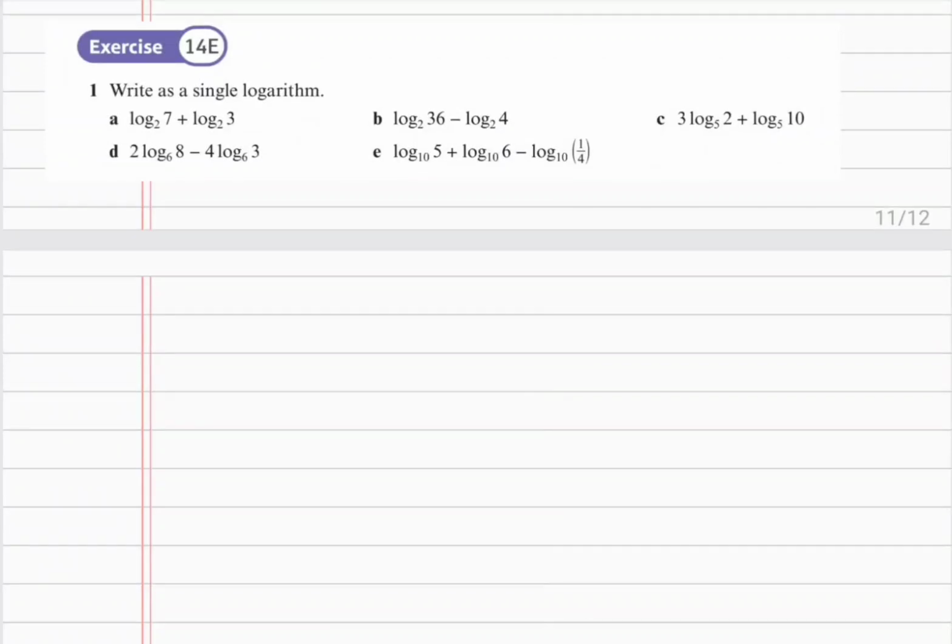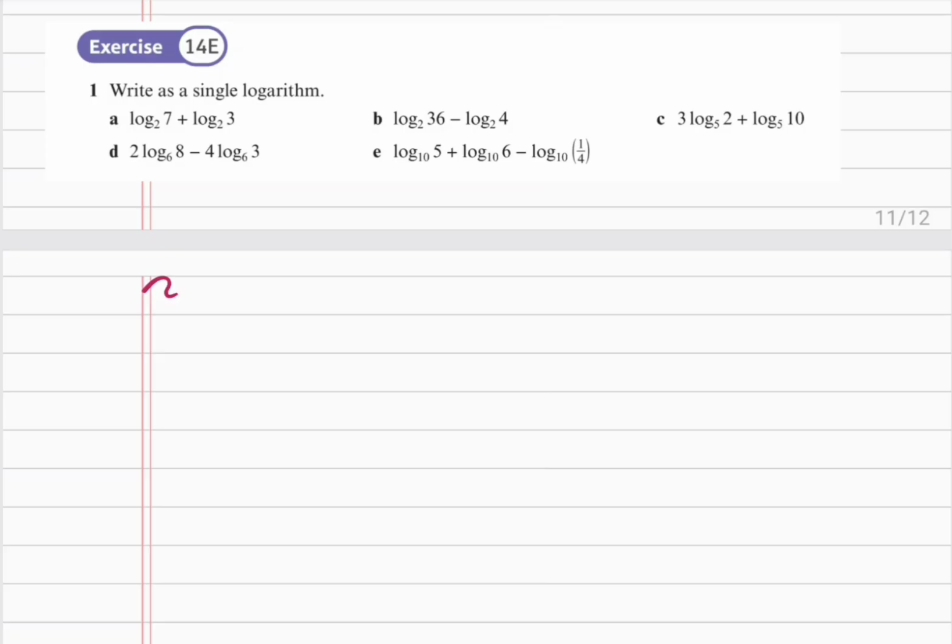Hi everyone, this video is on exercise 14e, and in this question we want to write each of these as a single logarithm. So this exercise is about using the laws of logs, and they're extremely useful, and there are actually three main rules that you need to know, and they will be constantly used.